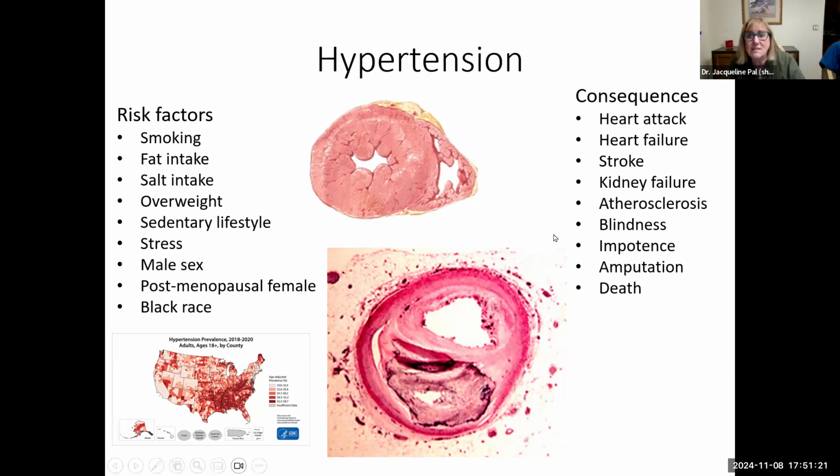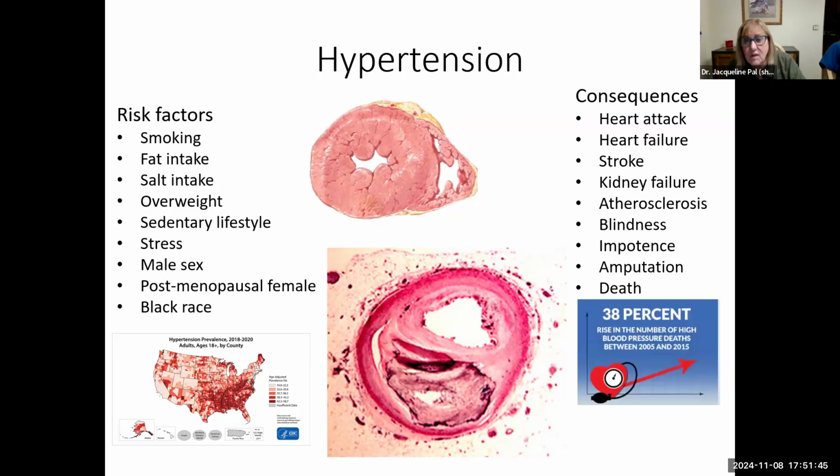Okay, so the consequences of having high blood pressure are heart attacks, heart failure, stroke, kidney failure, more hardening of the arteries known as atherosclerosis, going blind, being impotent. Men, that's enough to get you into seeing the doctor. Having toes or feet amputated, death. You want to die early? Don't treat your high blood pressure.